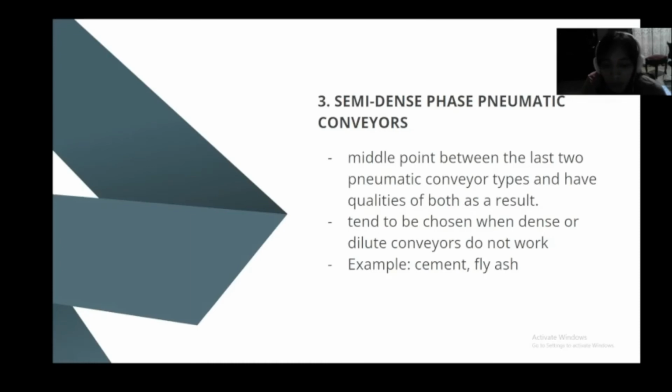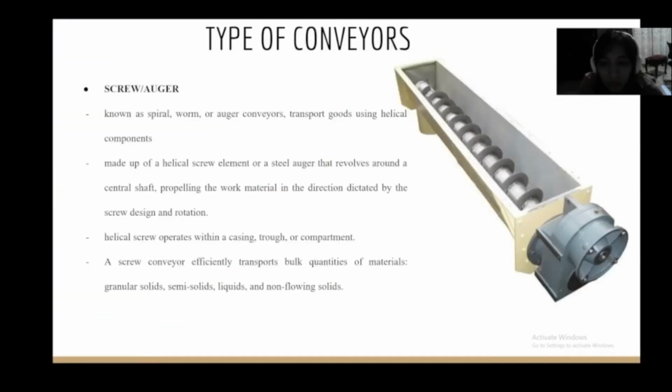Semi-dense phase pneumatic conveyors. They are a middle point between the last two pneumatic conveyor types and have qualities of both as a result. Semi-dense pneumatic conveyors tend to be chosen when dense or dilute conveyors do not work, as they provide some increased speed yet still protect the material through the system. A semi-dense phase conveying system is the optimum solution for medium rate transfer of friable materials.